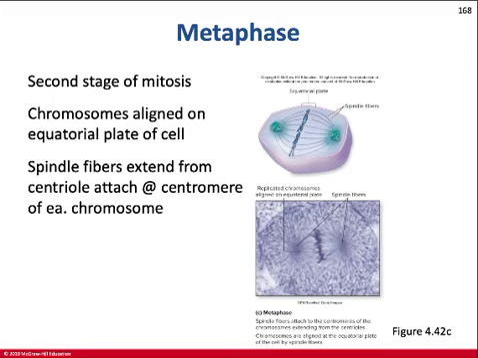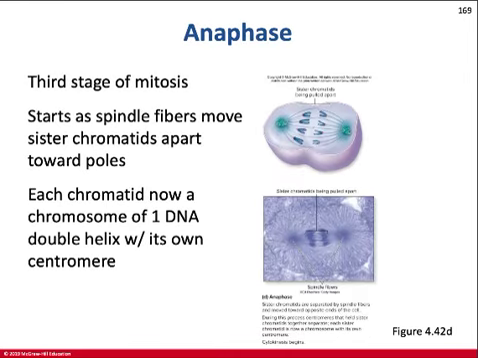The spindle apparatus begins to form and attach to the centromeres of the chromosomes. In metaphase, the chromosomes line up approximately in the middle of the cell along an imaginary structure called the metaphase plate, with microtubules attached to opposite ends of the centromere.